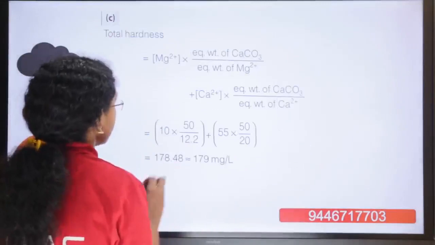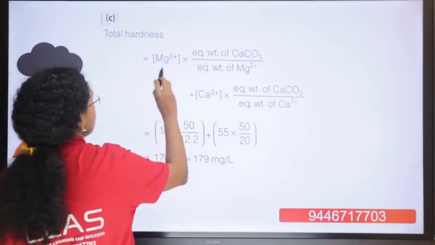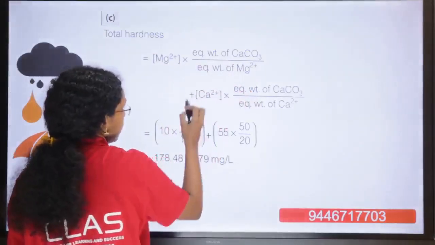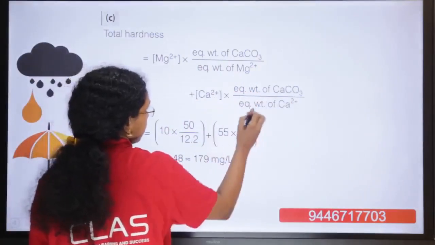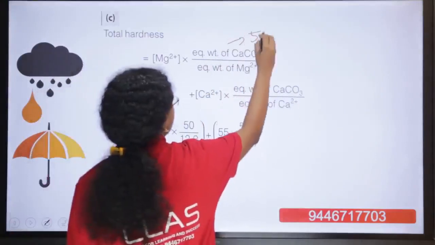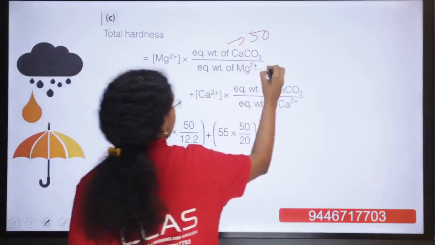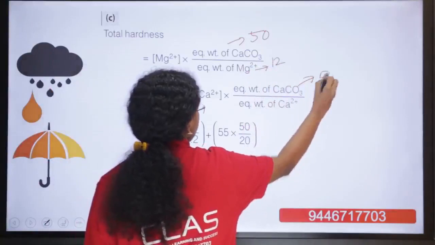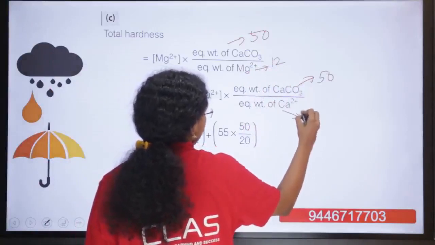So the total hardness, earlier itself we have used the formula, is equal to magnesium concentration times equivalent weight of CaCO3 by equivalent weight of magnesium, plus calcium concentration times equivalent weight of CaCO3 by equivalent weight of calcium. Equivalent weight of CaCO3 we found in earlier problems is 50, and that of magnesium is 12. Here also equivalent weight of CaCO3 is 50 and equivalent weight of calcium is 20.